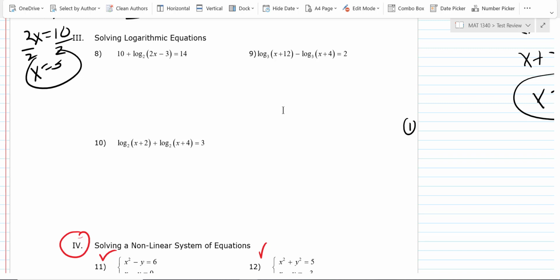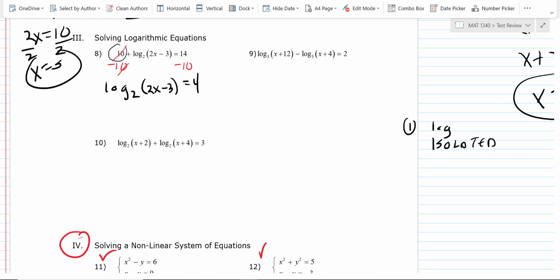When you're solving a log equation, the first thing you always want to do is get a log isolated on one side of the equation. Okay, it's got to be all by itself. So in this particular problem, number 8, you don't want that 10 to be there. You want just the log to be all by itself. You can do this in your head if you want to, or you can show the step. You're really just subtracting 10 from both sides. So that'll give log base 2, 2x minus 3 is equal to 4. So you always want to try to get all of your logs together and isolate it.